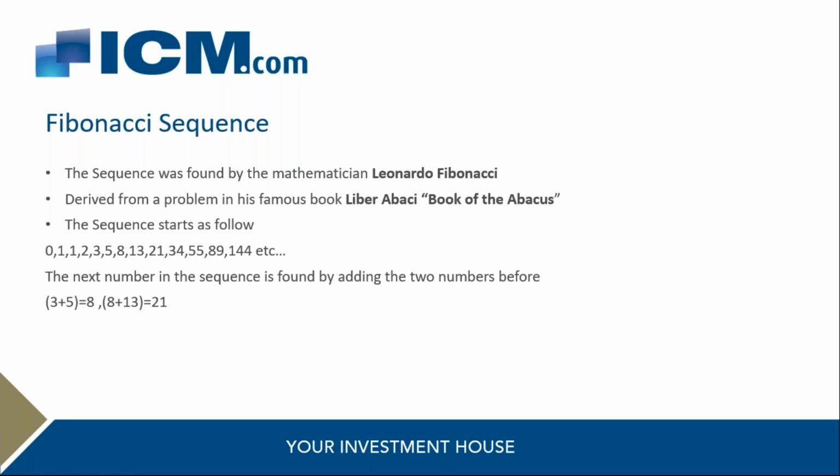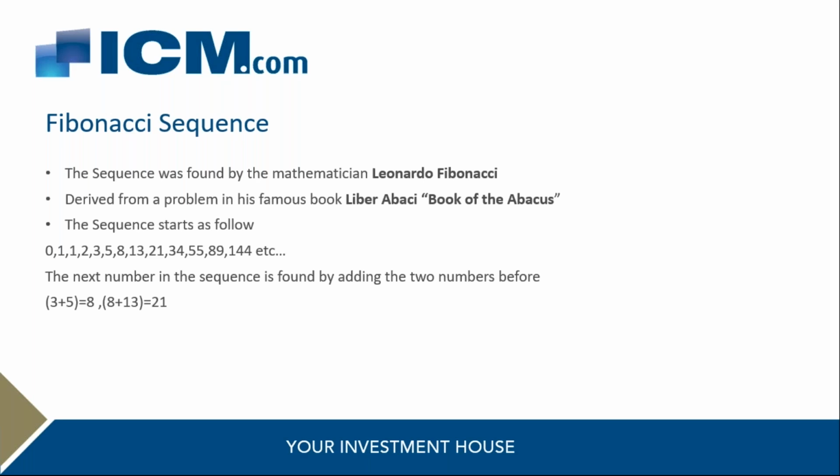To find out how exactly the sequence is formed, it's very easy. For example, 0 plus 1 gives you 1. 1 plus 1 gives you 2. 1 plus 2 is 3. 2 plus 3 is 5. The sequence follows the same way of formation. If you take 3 plus 5, that is 8, and 8 plus 13 is 21. This is exactly how the sequence has been built, each number on top of the previous ones.